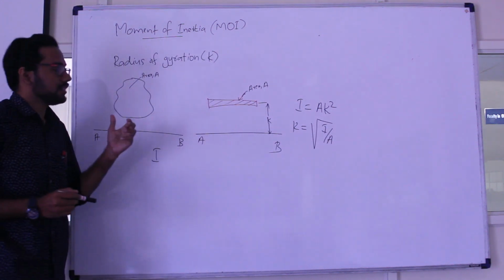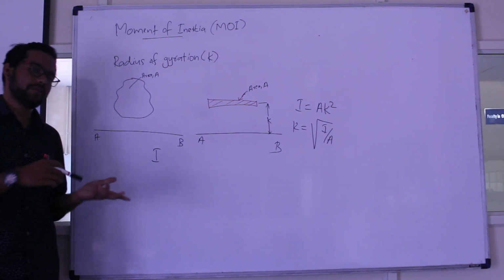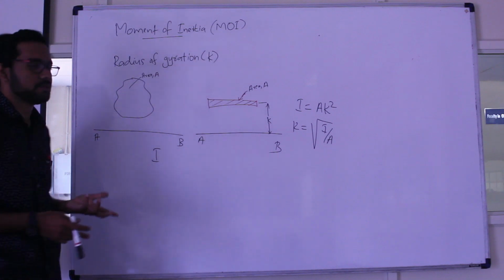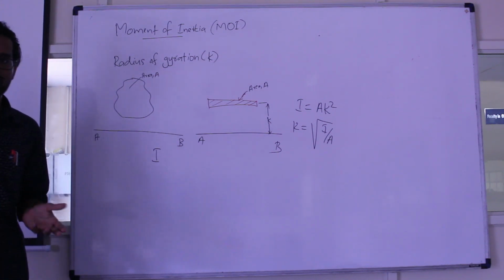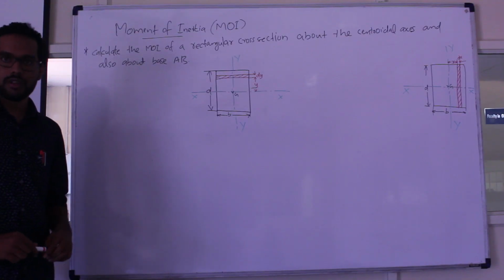So this is the property. The property k is called the radius of gyration. Sometimes this question is asked in the university question paper, so we need to study this property too. It's called radius of gyration and it is denoted by k. k is equal to root of I by A.